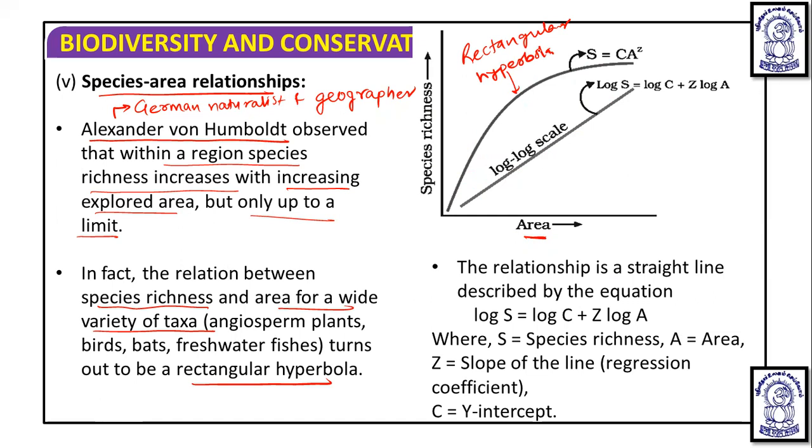Okay. Now, the relationship is a straight line on the log scale, and that is explained by log S equals log C plus Z log A, where S is the species richness, A is the area, Z is the slope of the line, that is the regression coefficient, and C is the y-intercept. So these things are given in this particular curve. On the log scale, the relationship is going to be linear.